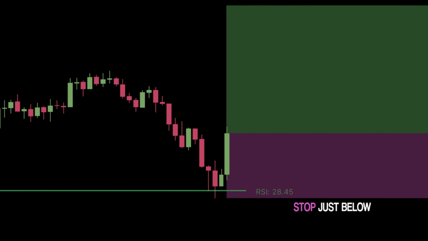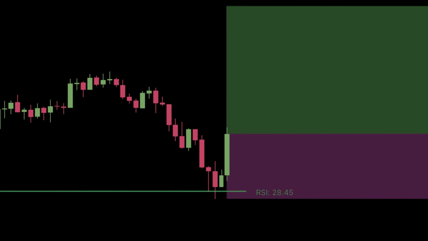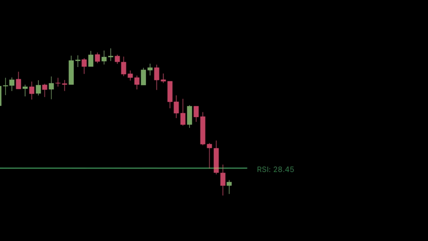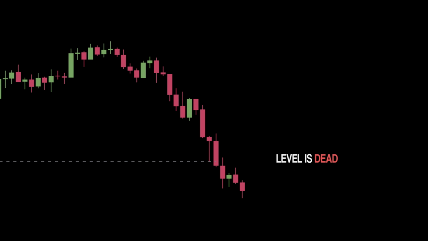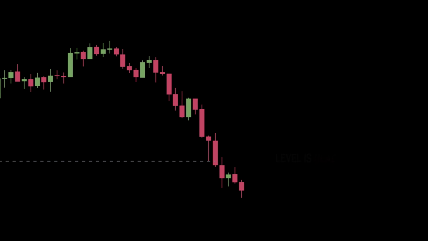And the reason matters. That level is one specific candle's low, so if price closes below it, the exact thing that built the level has already failed. Giving it room underneath a low that's been invalidated isn't patience, it's paying for hope.